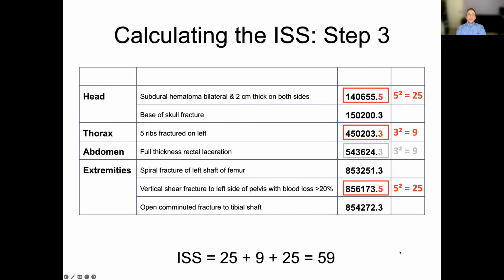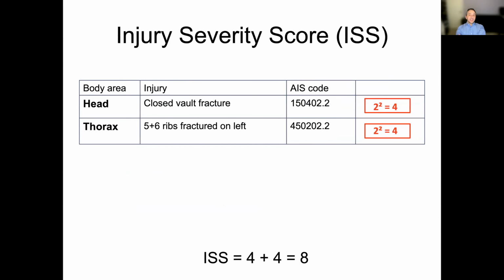Okay. And here's a second example. There's only 2 injuries, only 1 injury in each body region. And it's a pretty straightforward equation here. It's 2 squared plus 2 squared, which is 4 plus 4, which is 8.